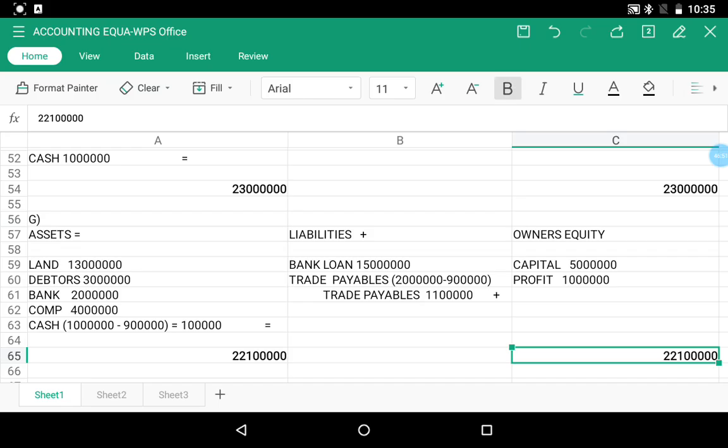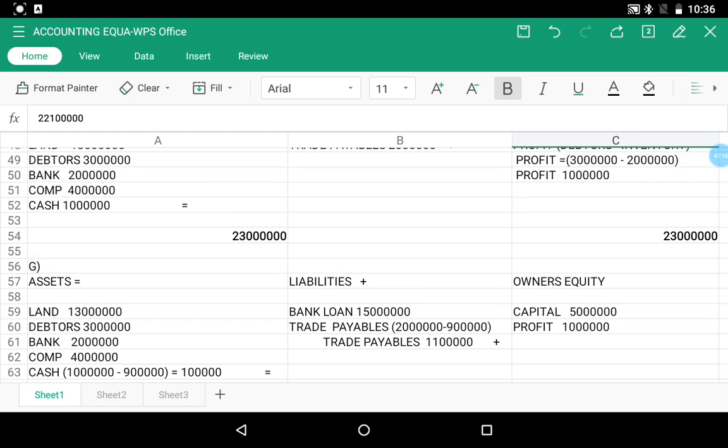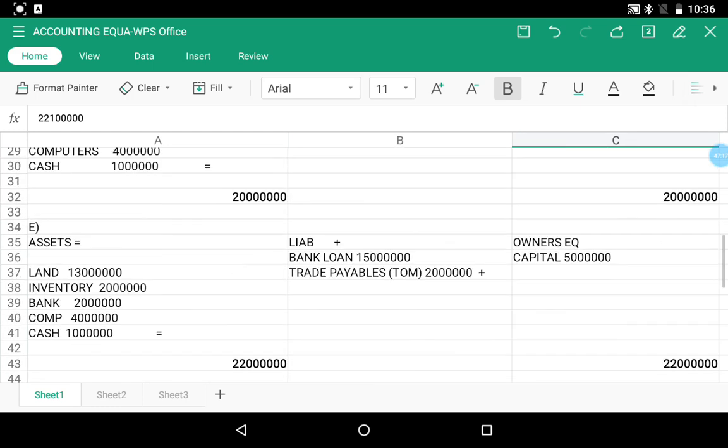So like each part you keep on restating accounting equation, then you bring in items from the previous question. In short, keep on adding until you get where the person has reached at the end of the trading period. So that is our accounting equation.